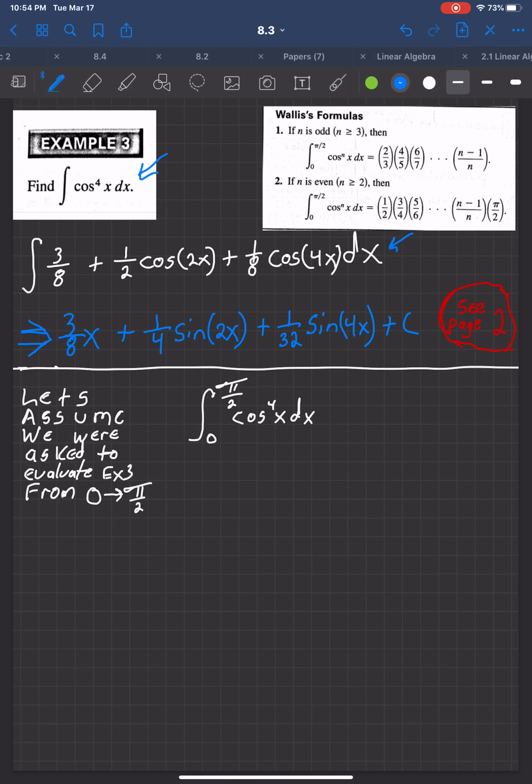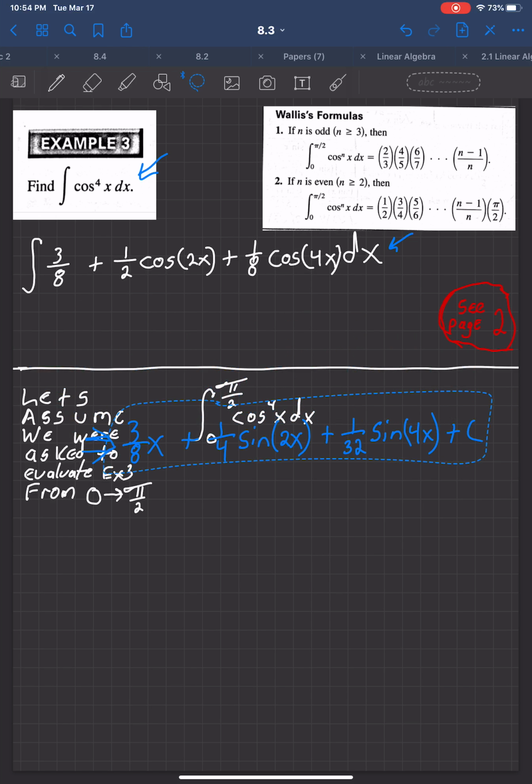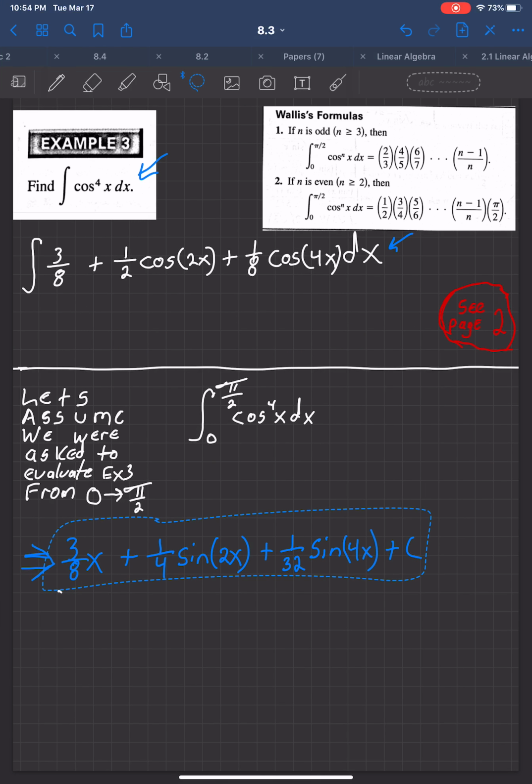I wanted to show you something that's actually kind of cool. So notice that this right here, what I have boxed in, what I have circled, this is your integral for example 3. Right now, I'm going to just bring this down here. And let's assume for just a second that the question is the same, but we wanted to integrate from 0 to pi over 2.